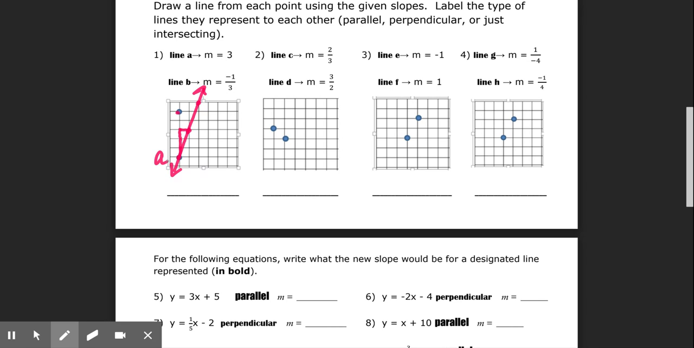And then line B, the slope is down 1, right 3. So we're going to go down 1, right 1, 2, 3. Down 1, right 1, 2, 3. Okay, so this one is line B. All right, so you can see that they do form 90-degree angles. They are opposite signs, so a positive 3 and a negative 1/3. And if this is 3 over 1, when you flip that, that becomes 1 over 3. So these are perpendicular.